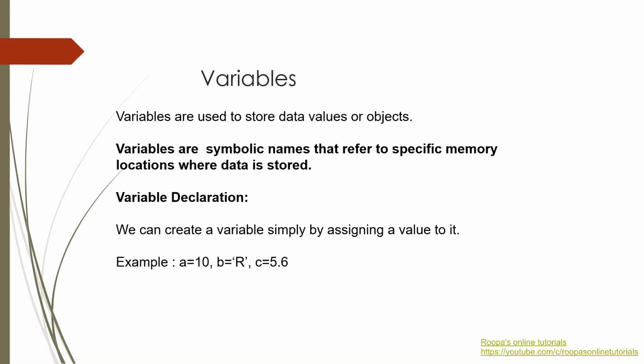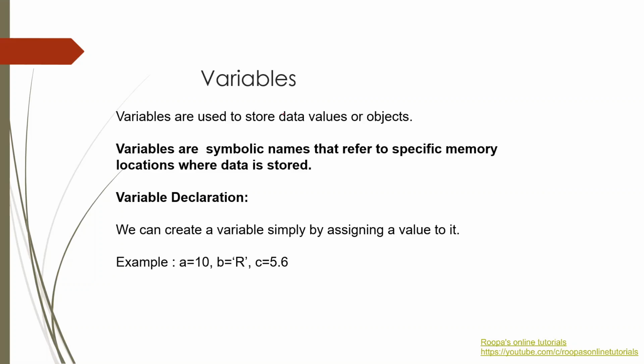Variables are very important because they are going to store values in it, isn't it? So variables are used to store data, values, or objects. Every data that we are going to operate in our programs, we need a place to store, and that place, that location, is known as a variable.